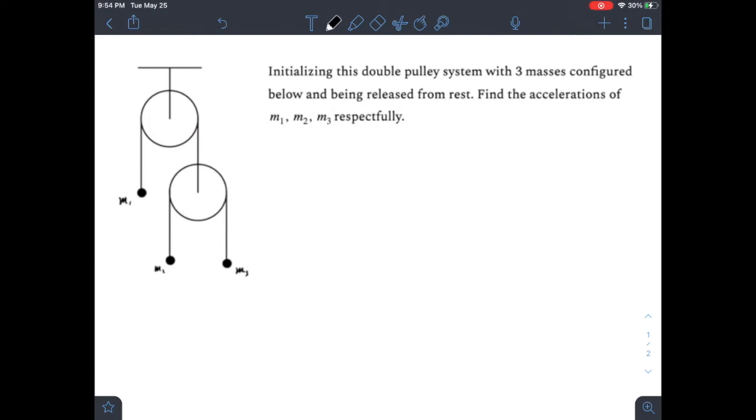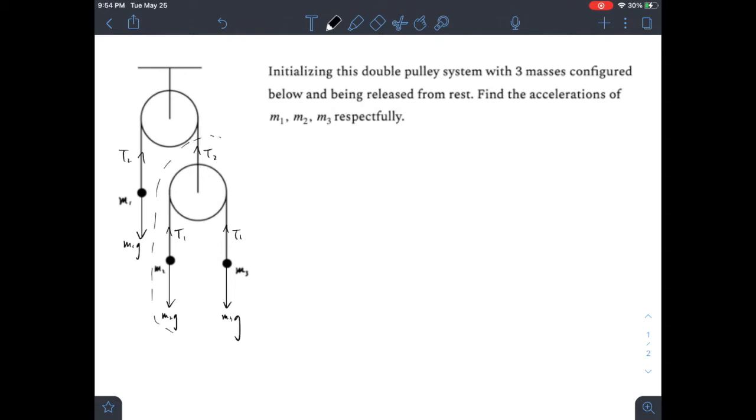So welcome back guys. First we are going to draw a free body diagram that labels all the forces. We have the gravitational forces m1g, m2g, m3g directly pulling on the three masses downwards, and then the tensions. Let's define the tension on the right pulley as T1 and the tension on the top left pulley as T2. Then we can use Newton's law to find the system equations and try to solve them.